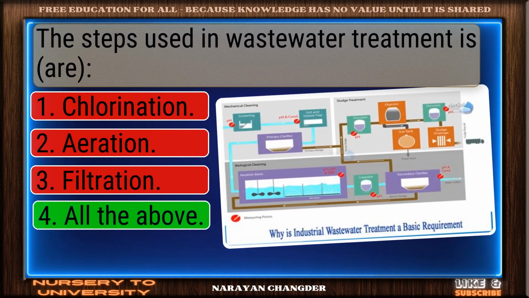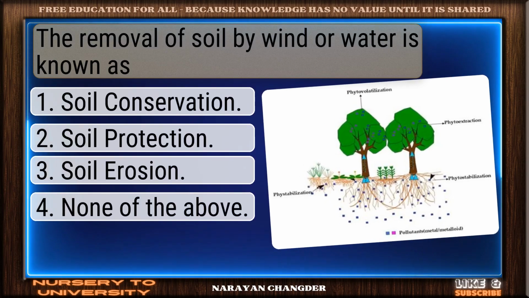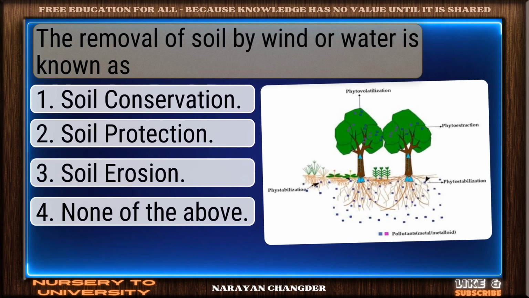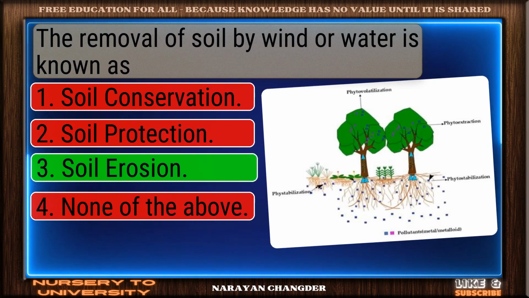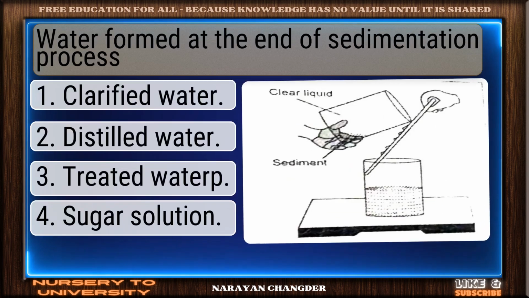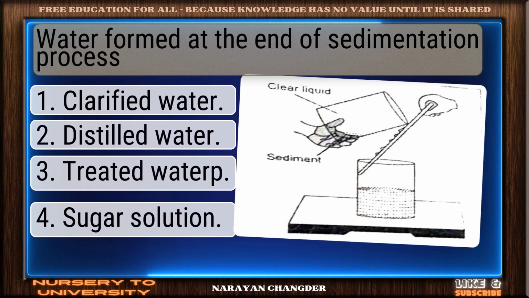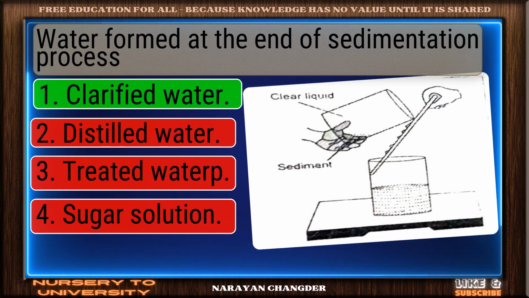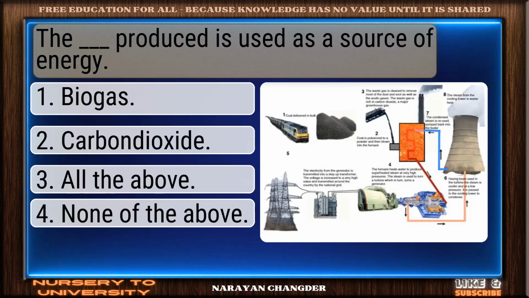Smart move. All the above is an accurate answer. Question number 70. The removal of soil by wind or water is known as? Excellent choice. Soil erosion is the right answer. Question number 71. Water formed at the end of sedimentation process? Clear logic. Your choice clarified water is sound and 100% true.